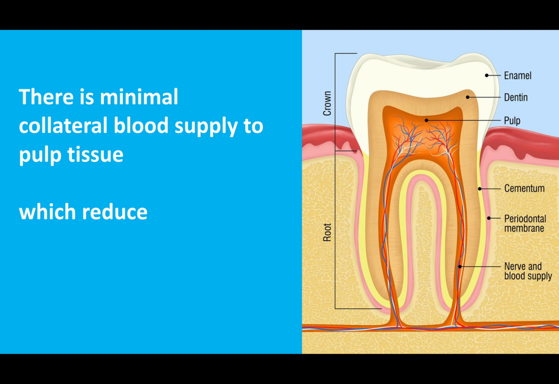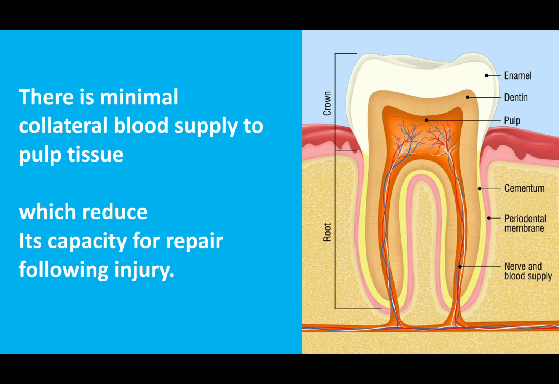And this lack of collateral blood circulation reduces the capacity for repair following injury, because when there is injury the body needs defense cells, fibroblasts or other cells to repair that injury, and when the blood supply is very less and there is minimal collateral blood circulation, then there is very little capacity for repair following injury. That's the reason when the pulp tissue is infected over the limit, it cannot be corrected by itself, and that will eventually need root canal treatment.